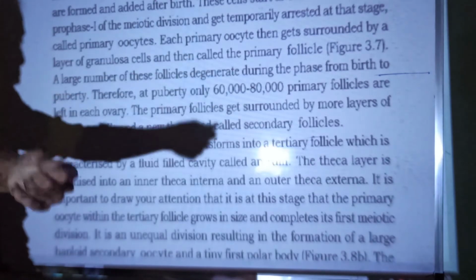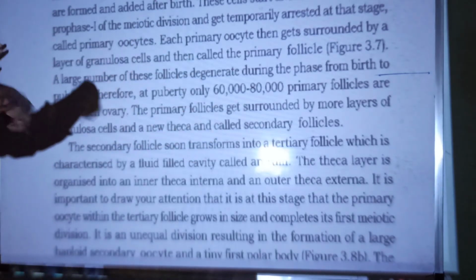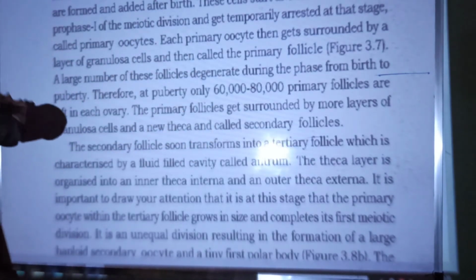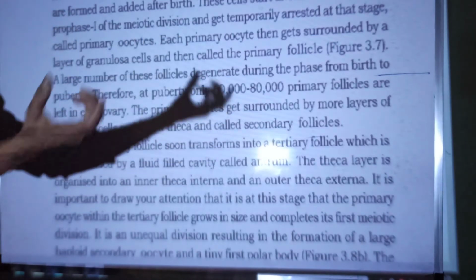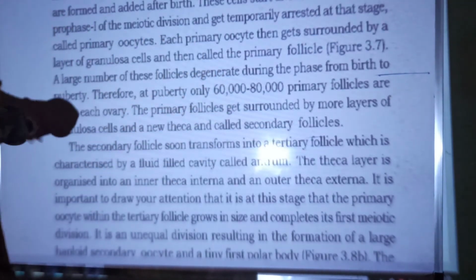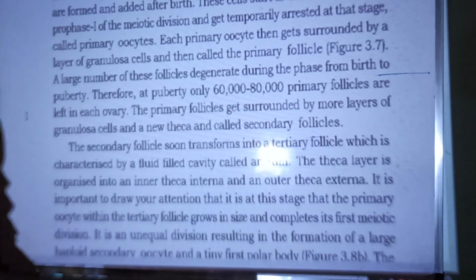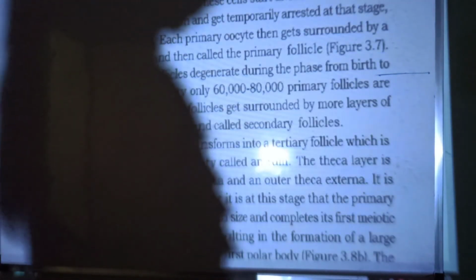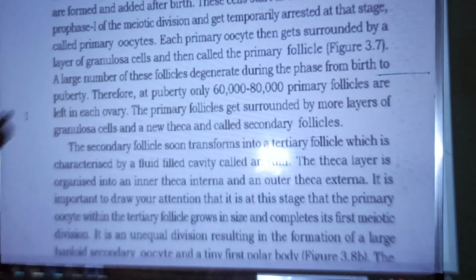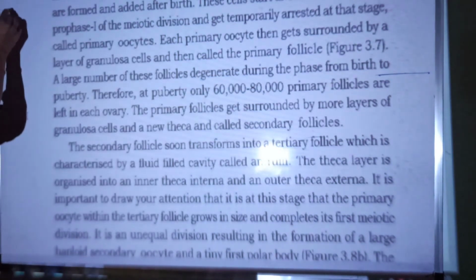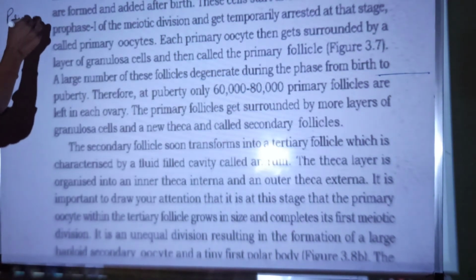Later on, these primary oocytes will get surrounded by a layer of granulosa cells. Once these primary oocytes get covered by the layer of granulosa cells, we call them a follicle. But which follicle? Primary follicle.